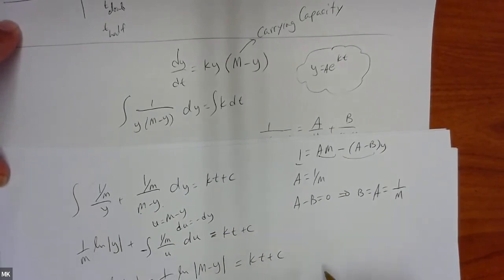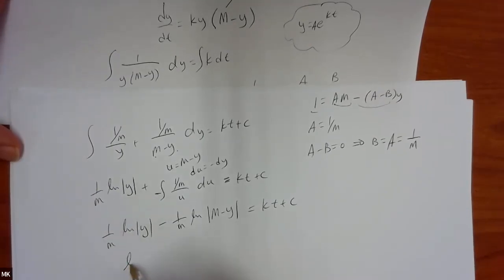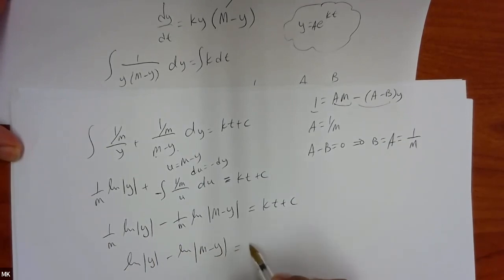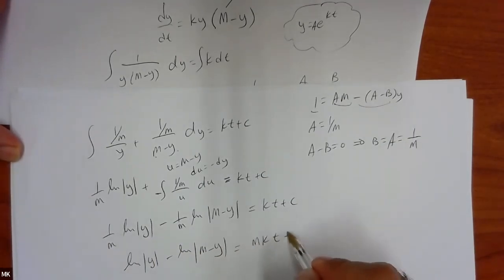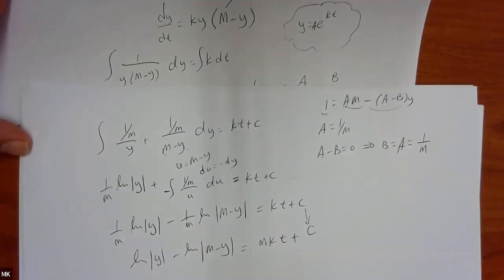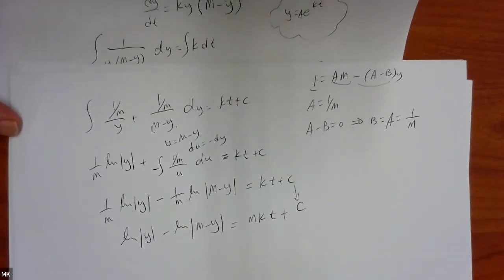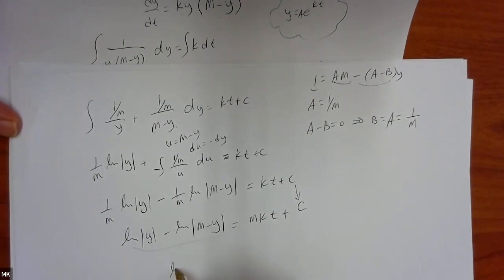Let's multiply everything by m and make it a little bit easier for ourselves. Natural log of y minus natural log of m minus y is mkt, and I'm going to introduce a new c, which is the previous c times m. You can do that, but make sure you're comfortable with why you're doing it. Then log properties tell me I can rewrite this as log of y over m minus y in absolute value equals mkt plus c. Take e to both sides, to the power.